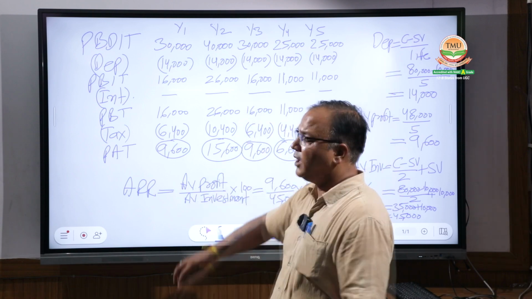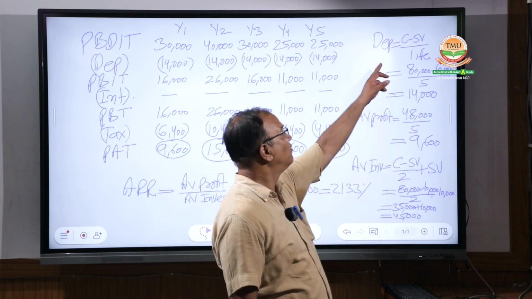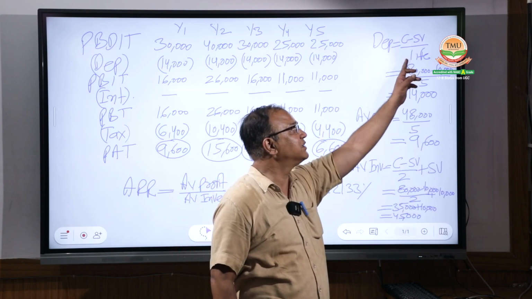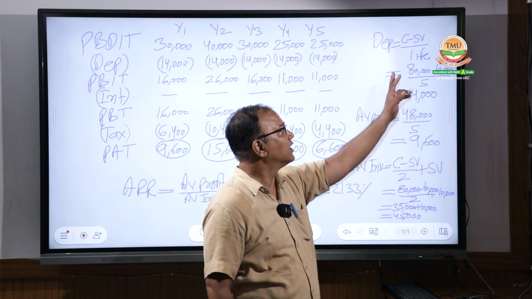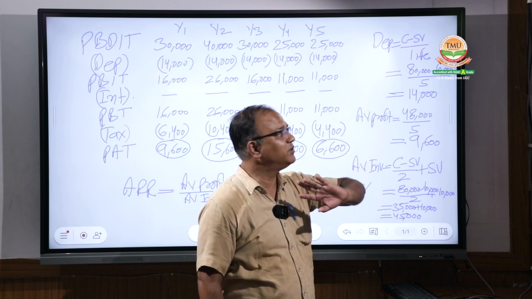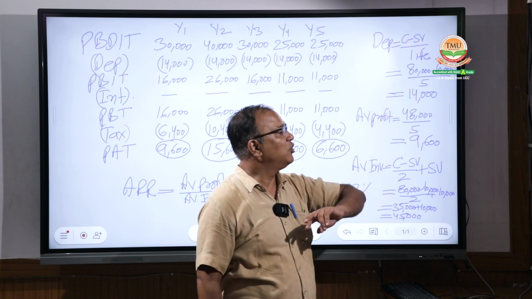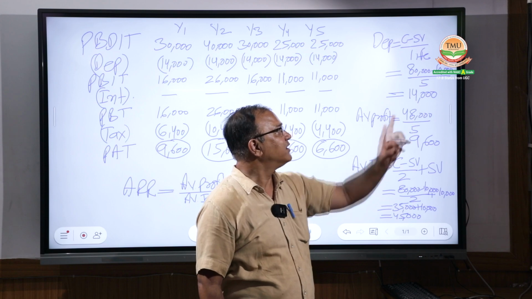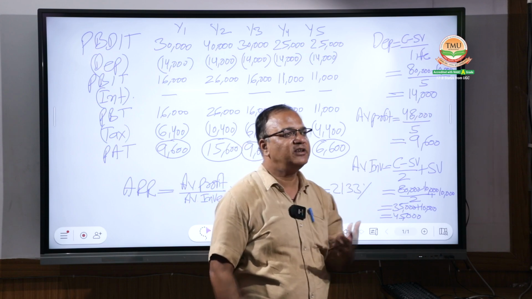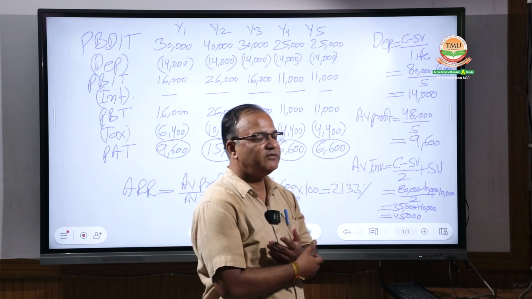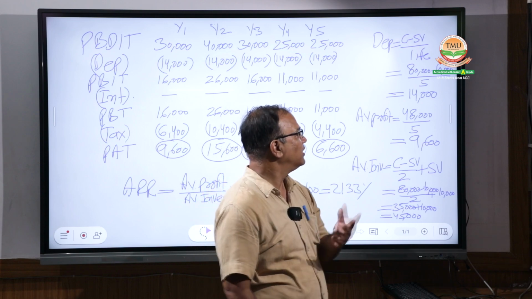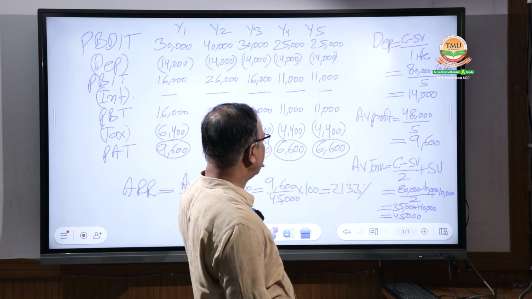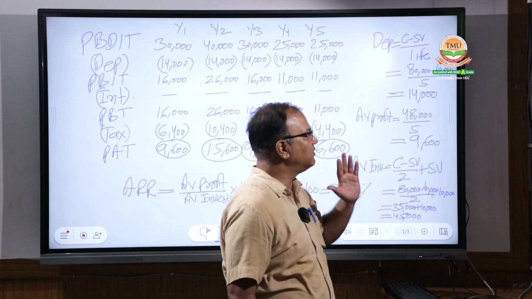Whenever I have to apply this method, this is the formula to charge the depreciation. This is called cost minus scrap value by life. The cost of machine was rupees 80,000, scrap value is 10,000, and life is 5 years. So depreciation every year which we have to charge on the machine will be 14,000. So I get the amount of depreciation, and finally we come to this figure.